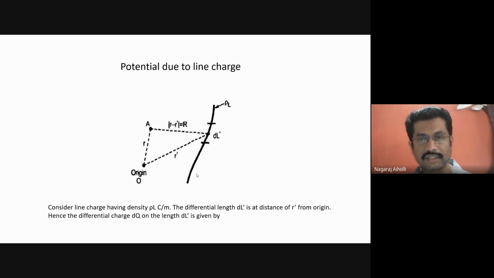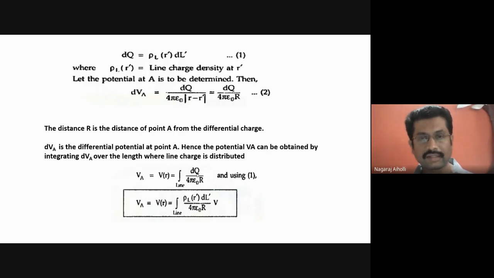Derivation is clear. Potential due to line charge. Any difficulty here in this derivation? Sir, clear. Okay.